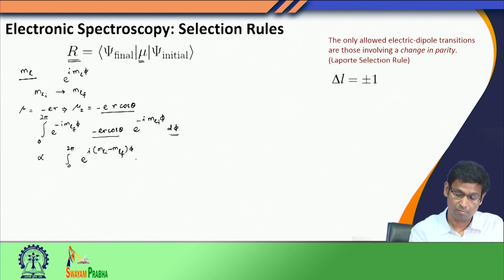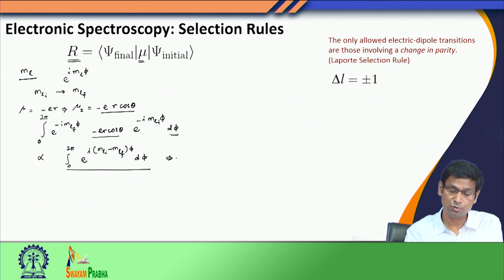Now if you look at this integrand here, you would see that the result of this integration will be 0 unless m_l i is equal to m_l f, because m_l i and m_l f both can have either integer values or half integer values. So therefore the difference is always going to be an integer, and when I integrate this e to the power i n phi, I would always get 0 unless this is equal. So therefore this will survive only when delta m equals 0.